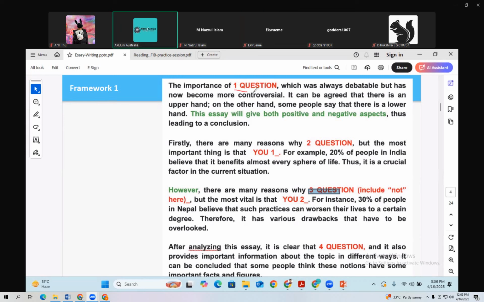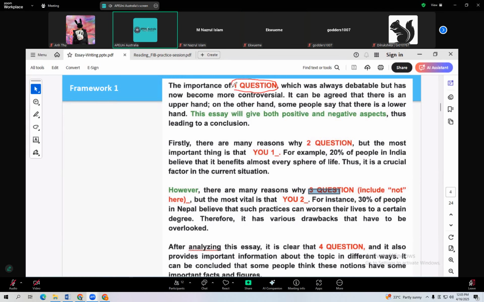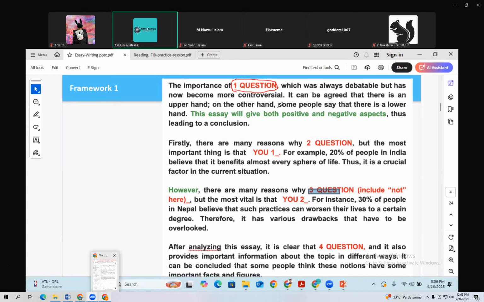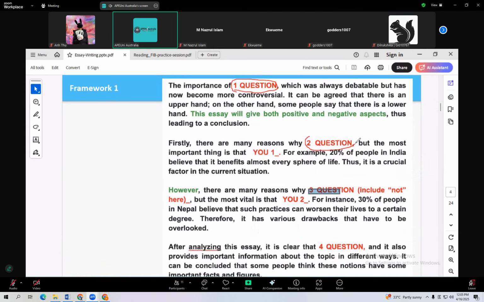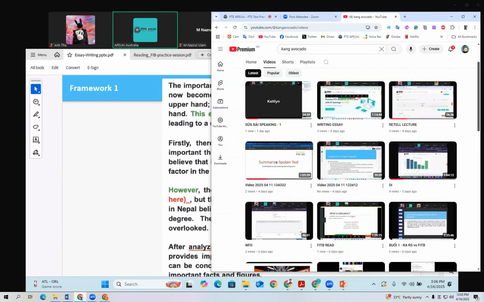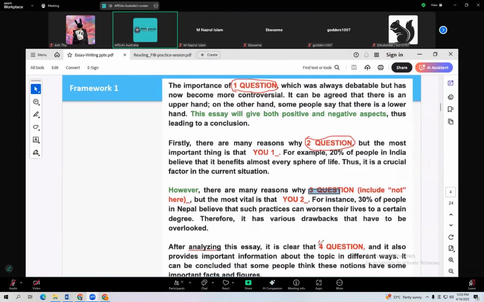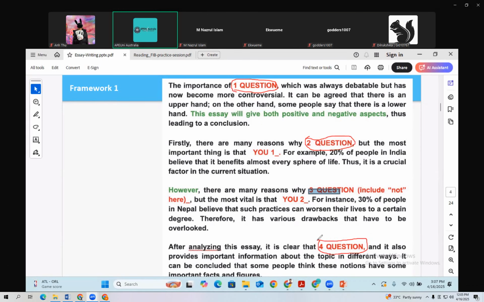So here in this question one, you have to write that public transportation should be free for all, exactly as it is. Okay. Then you'll write the same thing here in question two as well. Got it? In question four, you will write the same thing. Public transportation should be free for all.